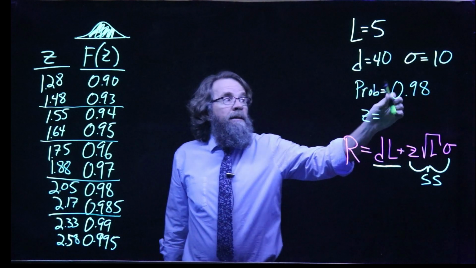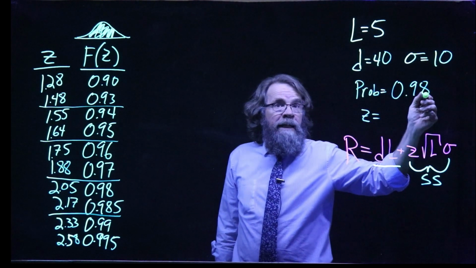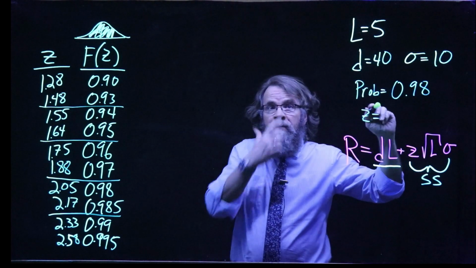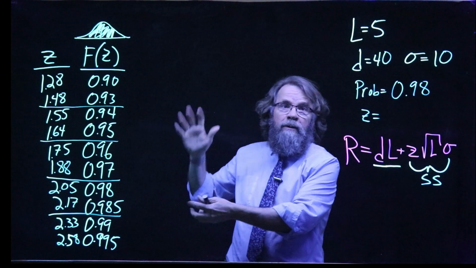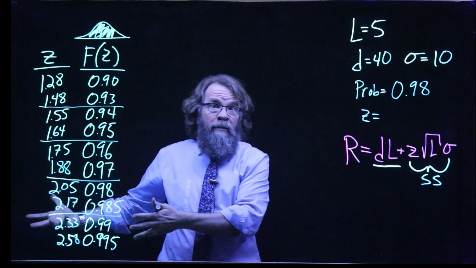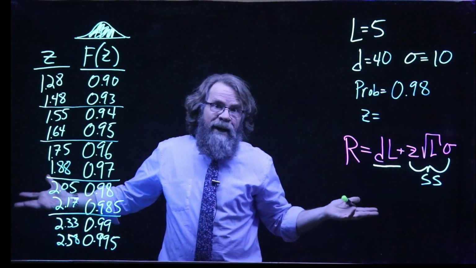So how do we take this probability, 98%, and arrive at a Z value? We need a standard normal table. And if I had better video editing skills, I would just make a page appear from a textbook, but I don't.